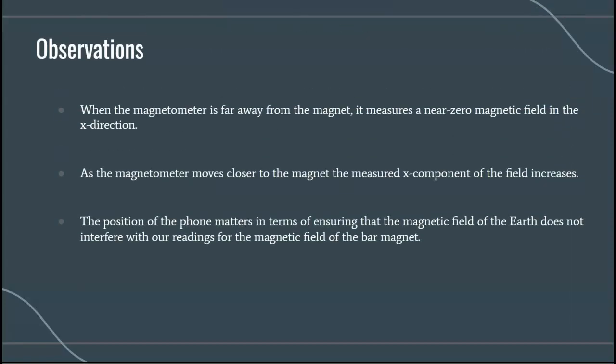The observations we made were as follows. When the magnetometer is far away from the magnet, it measures a zero magnetic field in the x direction. As the magnetometer moves closer to the magnet, the measured x component of the field increases. The position of the phone matters in terms of ensuring the magnetic field of the Earth does not interfere with our readings for the magnetic field of the bar magnet.